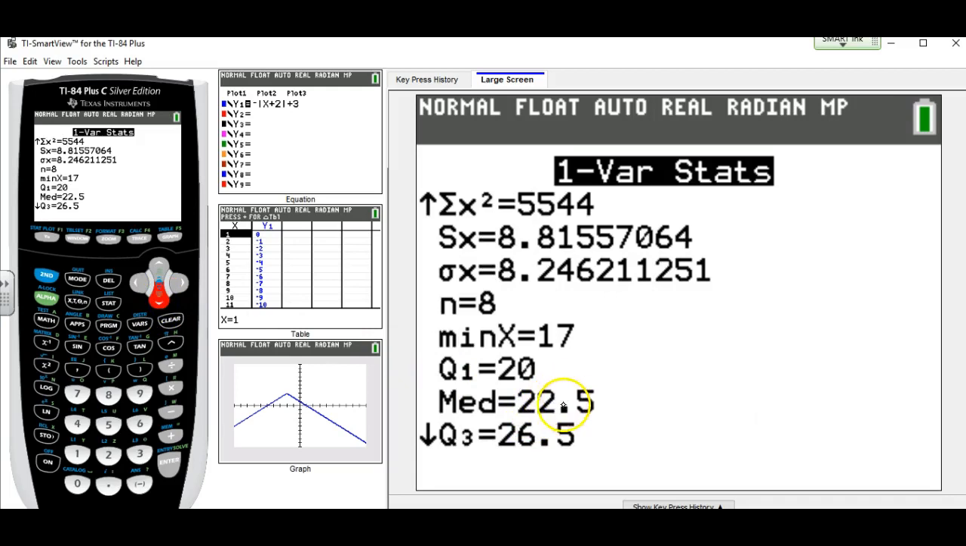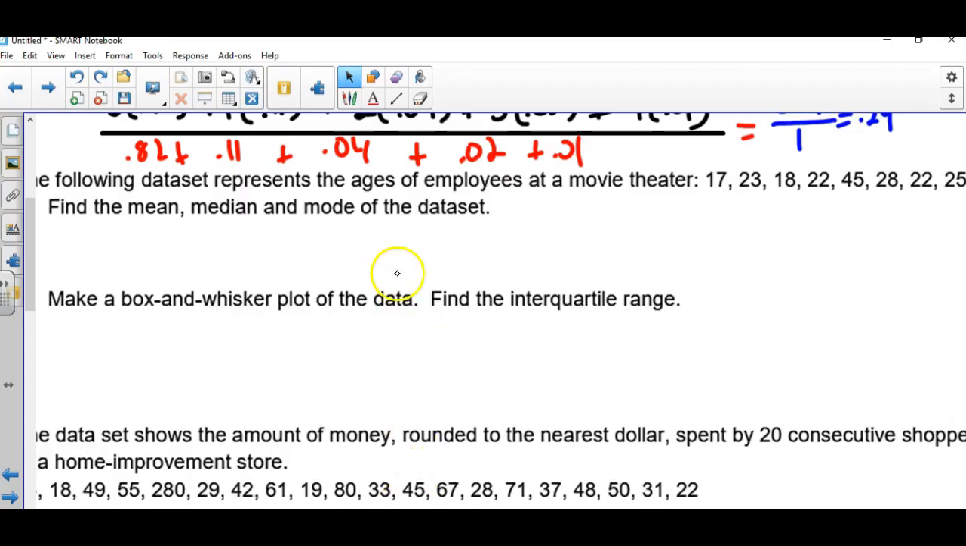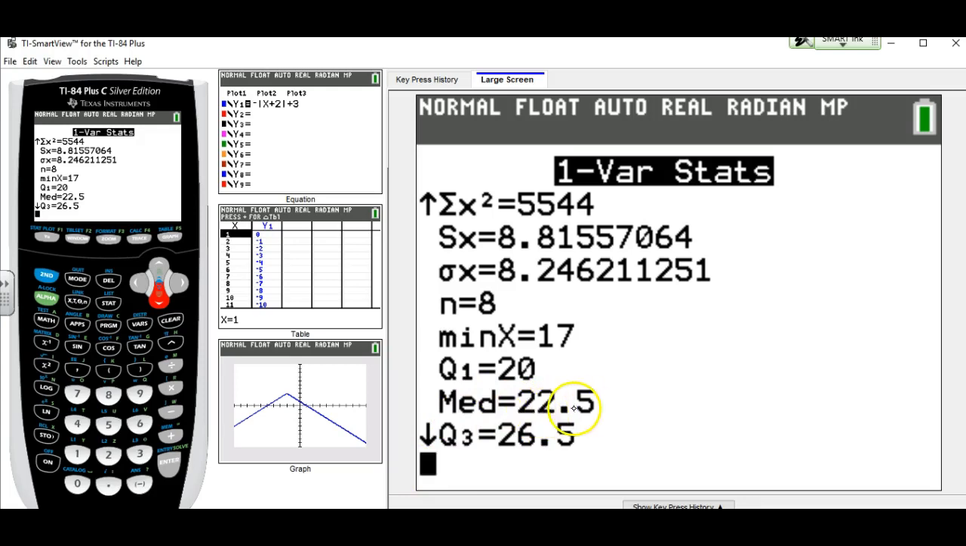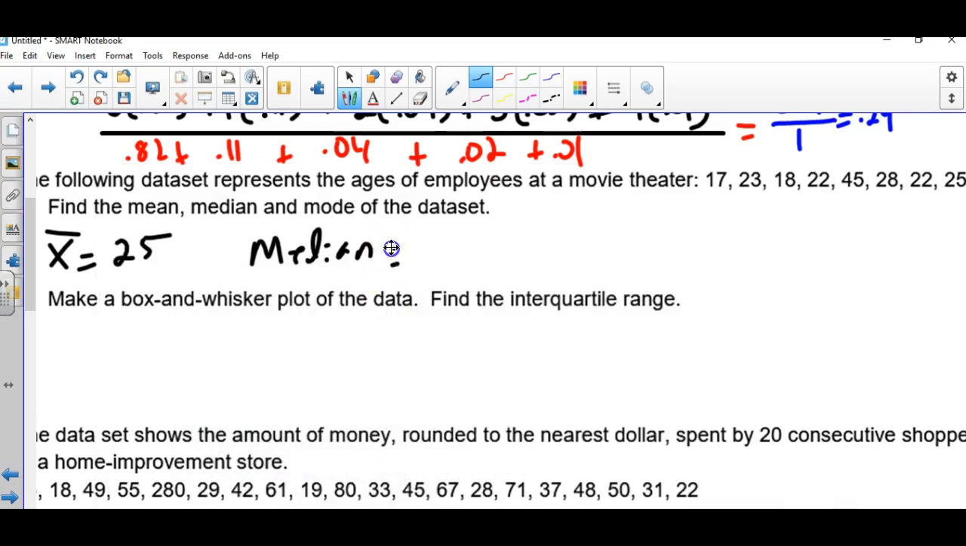And then the mode is the number that appears the most frequently. So it's going to answer these questions. The mean, x bar, is 25. The median, which we saw in the calculator, is 22.5. And then the mode would be the number that appears the most. 22 appears the most in this set, so the mode is 22.